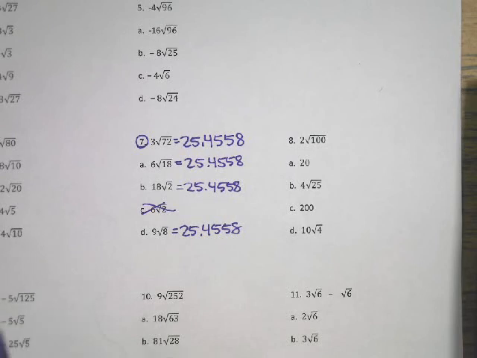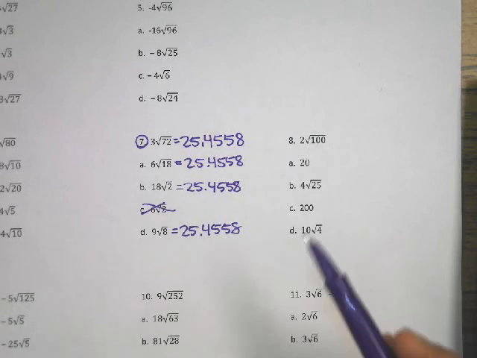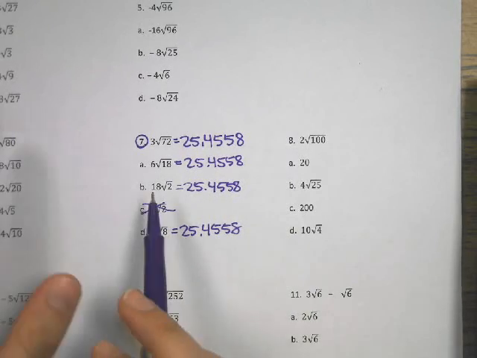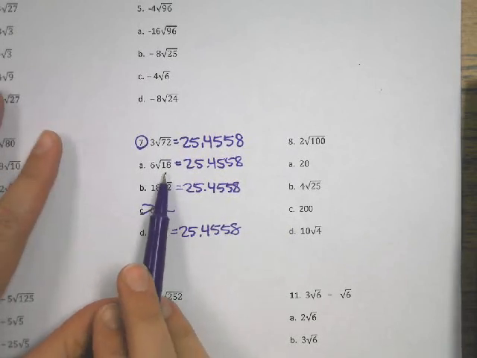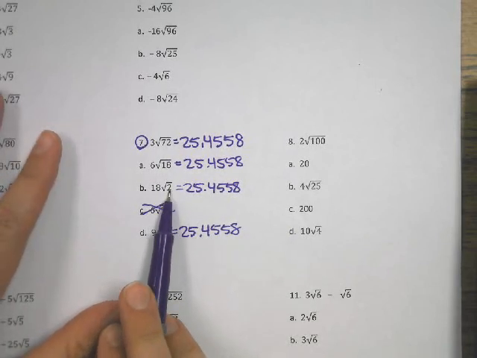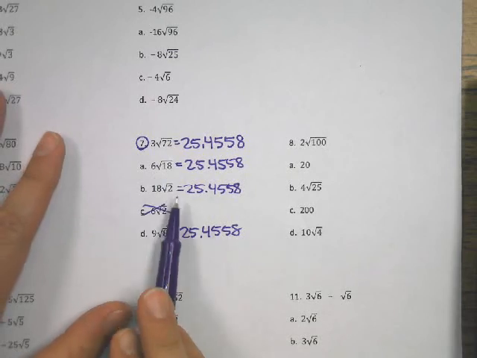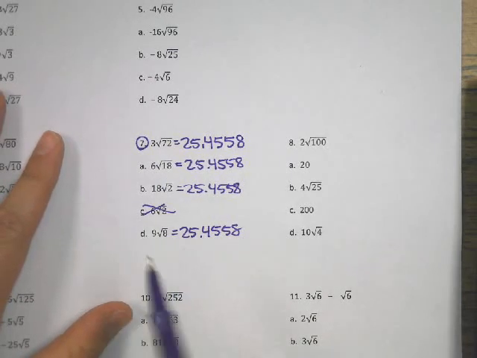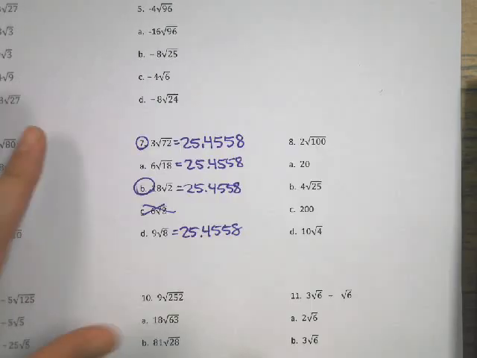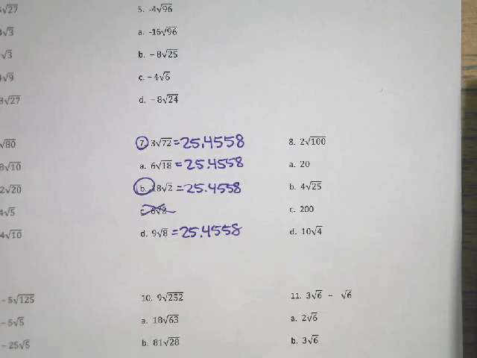So how do we decide which one's the most simplified version? The most simplified is always going to have the smallest number under the little root, under the house. So 18, 2, or 8, well, 2 is going to be the smallest.